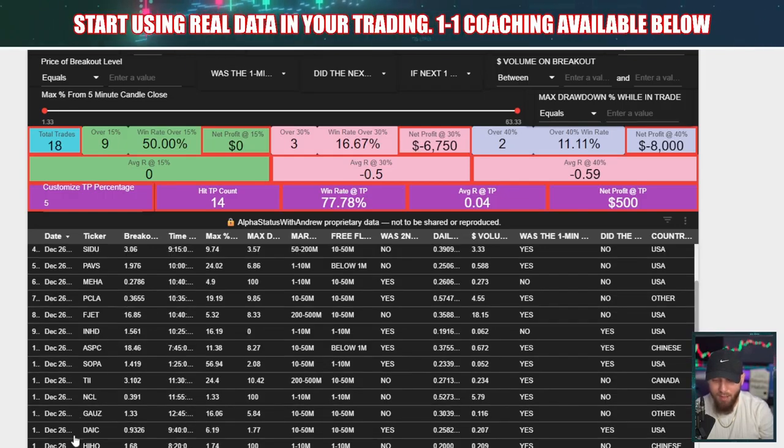So come to find out, the only trade that I ended up taking was DAIC down here at the bottom, from the United States. Market cap between 10 to 50, free float between 10 to 50.